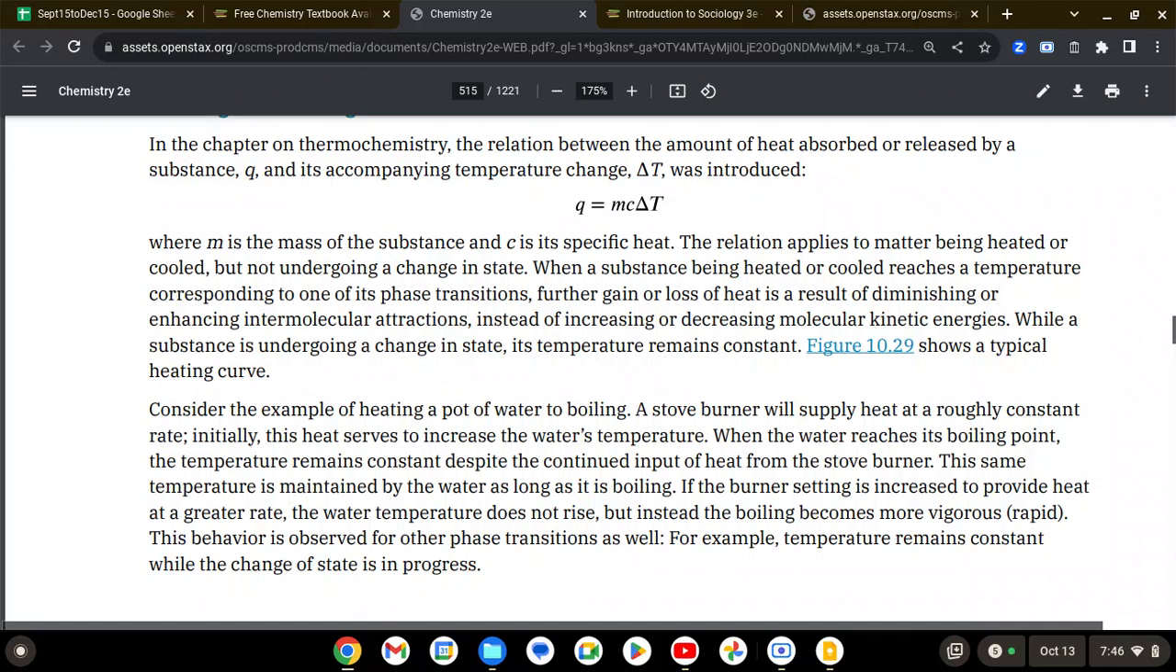This behavior is observed for other phase transitions as well. For example, temperature remains constant while the change of state is in progress.